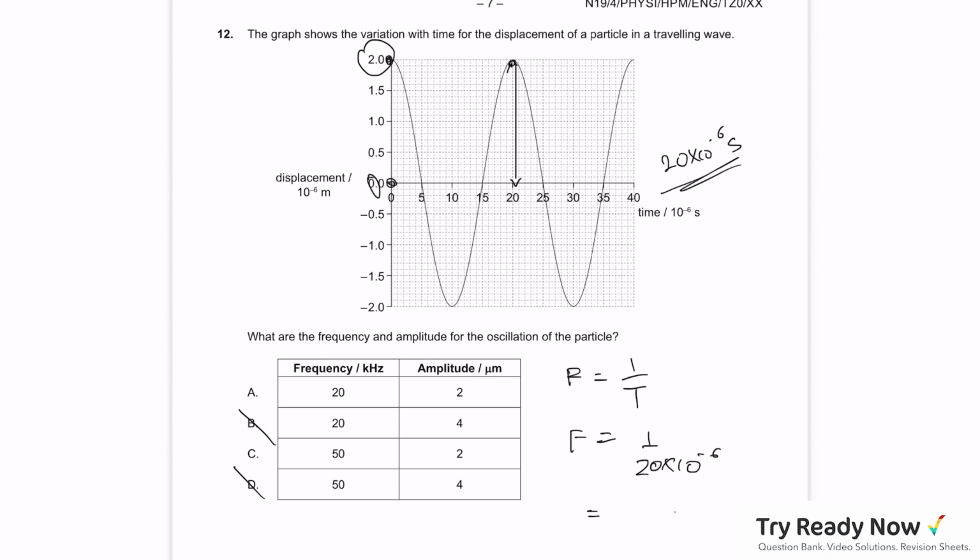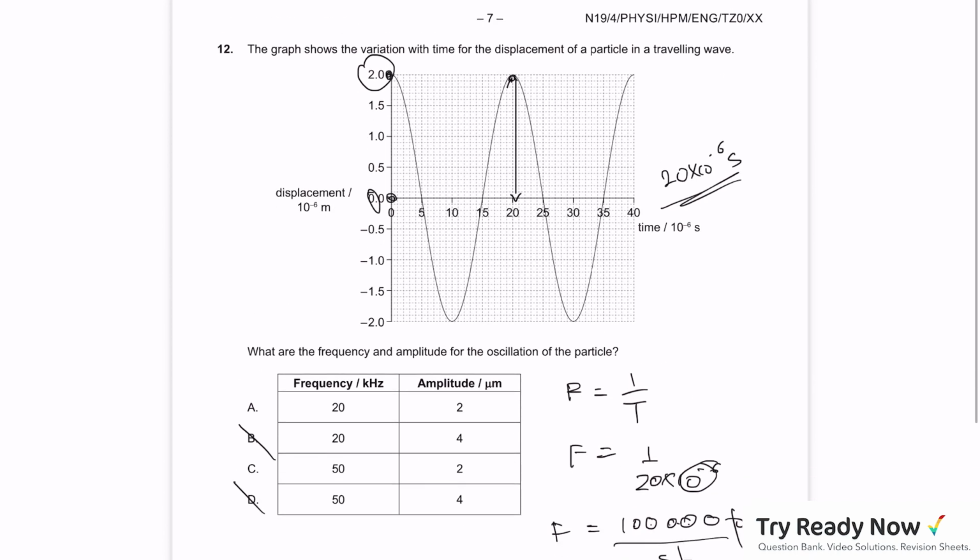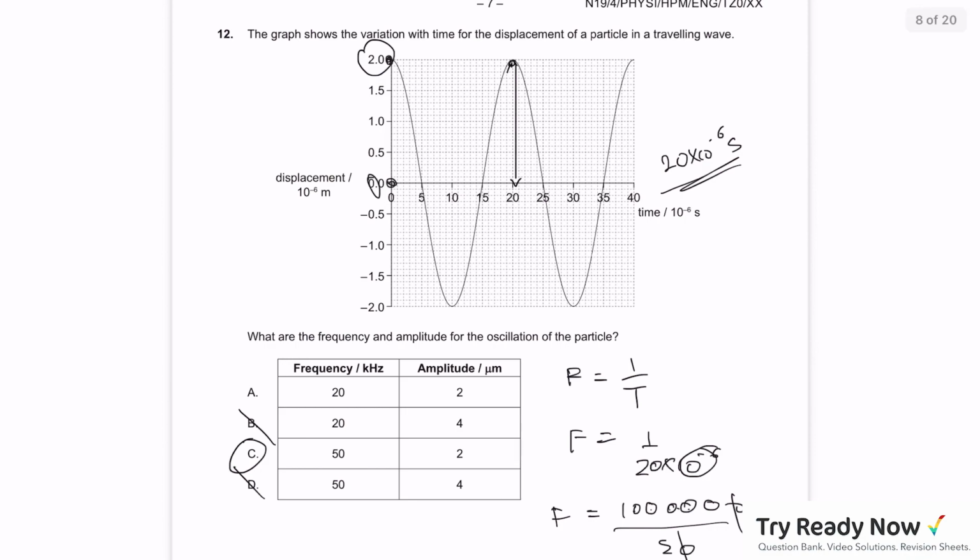this would give us a frequency of, so this would be divided by 10 to the power minus 6 would give us 1, 2, 3, 4, 5, 6 over 20. So we take it like this, 100,000 hertz divided by that would give us 50,000 hertz, or 50 kilohertz. That means our answer here for question 12 is C. So let's move on to question 13.